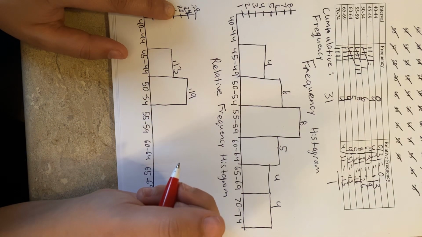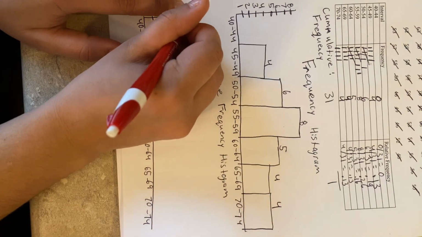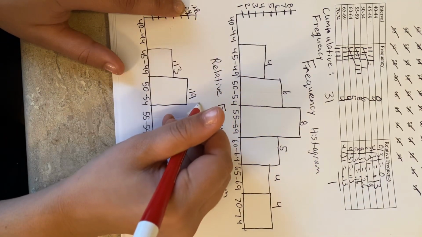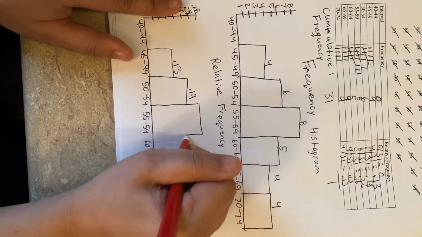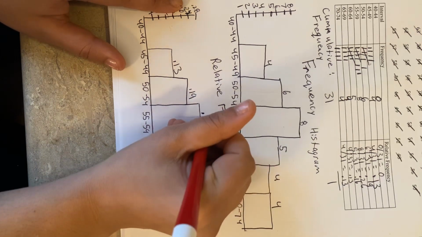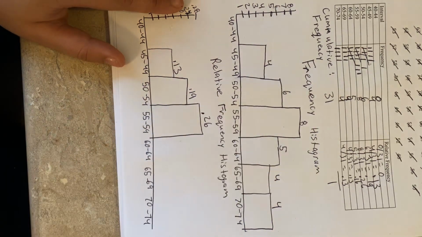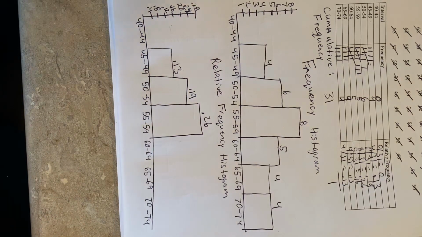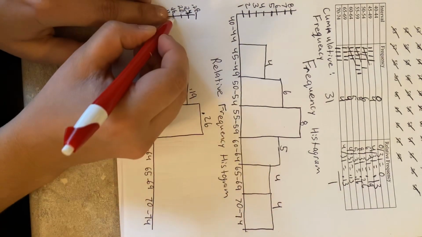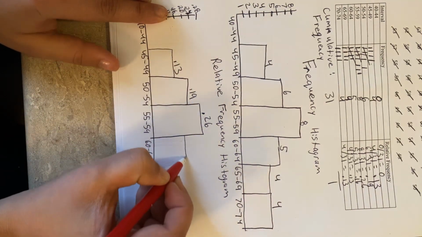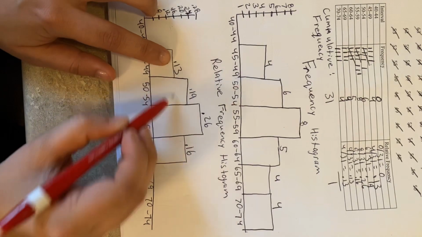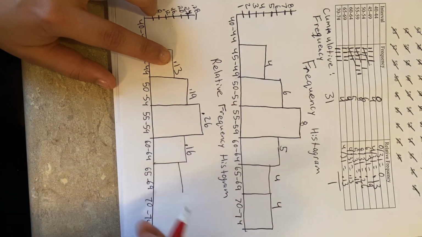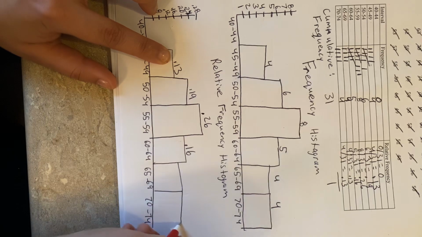At 55 to 59, we were at 0.26, so over a quarter of my data was between 55 to 59. What we're talking about is temperature, so 26% of the time we were between the temperatures of 55 to 59. 60 to 64 was at 0.16, so we go right there. 65 to 69, we were at 0.13. And at 70 to 74, we were at 0.13 again.